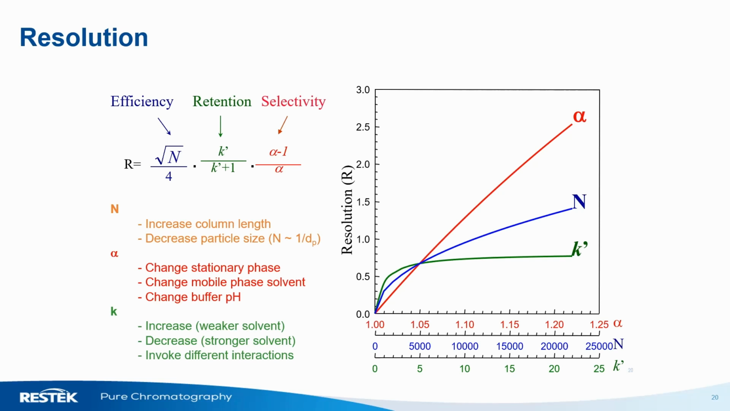You could take it to 10 to get a little more, but if you keep going 20, 30, 40, 50, you don't get any more resolution, you just wait longer. So capacity factor sort of tops out around 5.